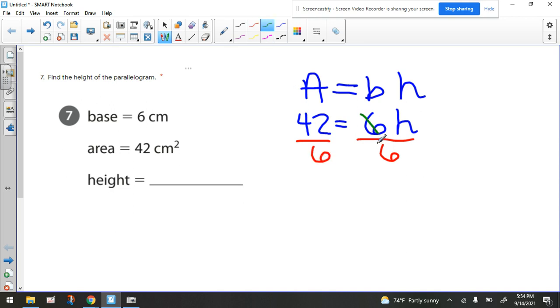All right, so the 6s are going to simplify to equal 1, and 1 times h would end up being h. But what is 42 divided by 6? Now you should be able to do that in your head. 42 divided by 6, this is the same thing as this fraction. This fraction bar means division. So finish that up and then choose the correct answer for that.